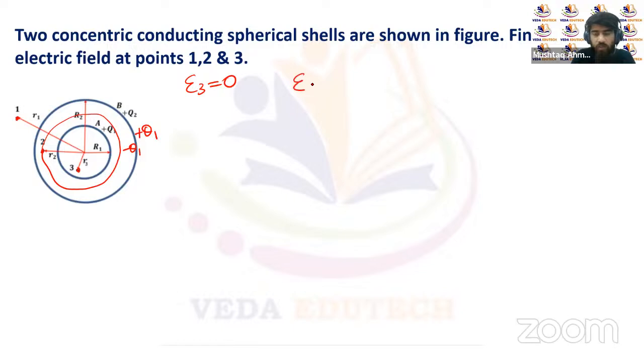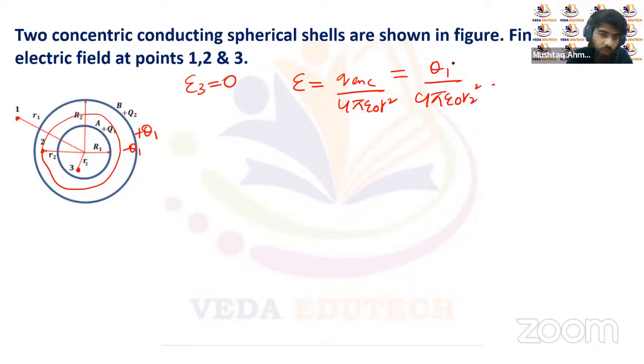We know for spherical symmetry, the electric field is Q enclosed upon 4 pi epsilon naught R square. The charge enclosed here is Q1. So the net field will be Q1 upon 4 pi epsilon naught R2 square. This will be the electric field at this point 2.